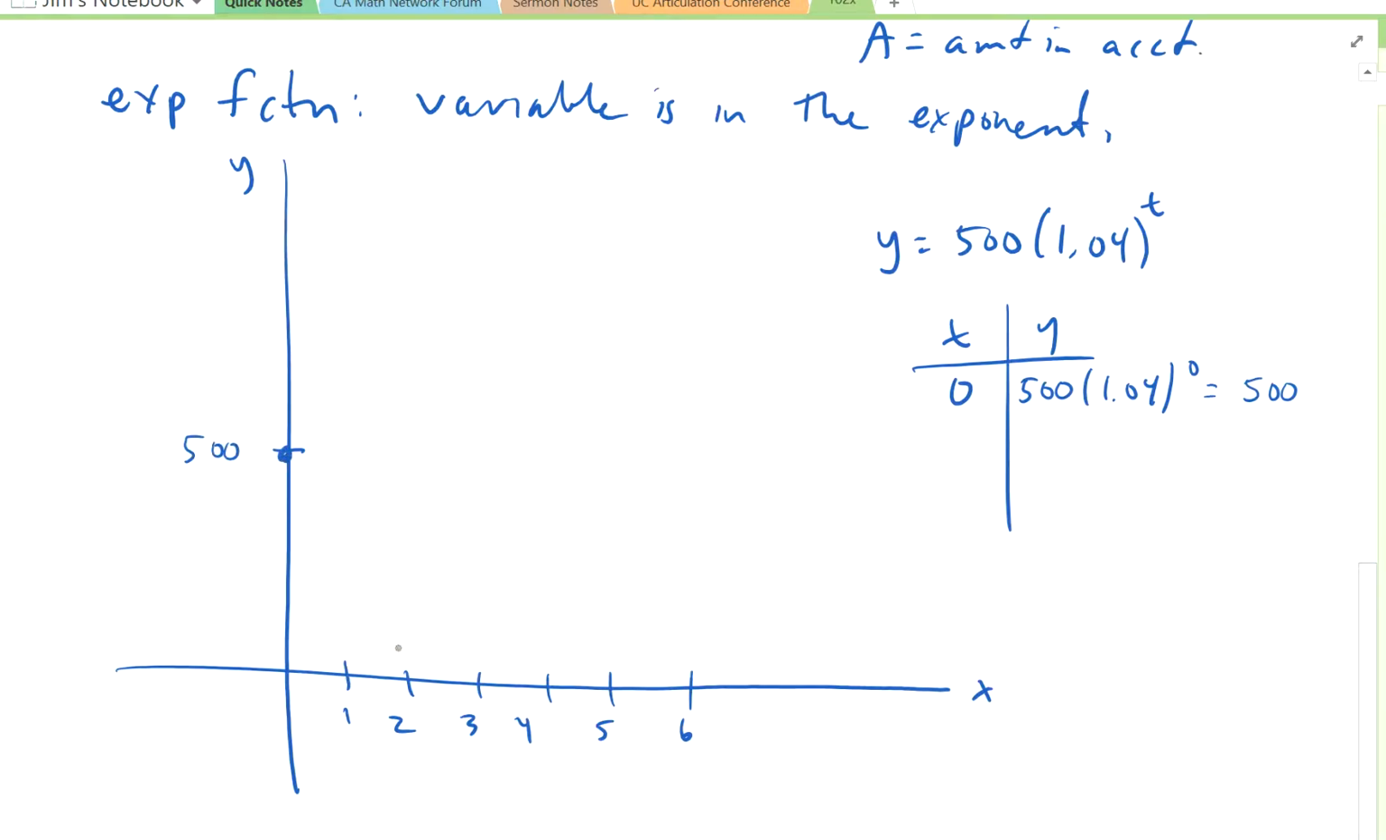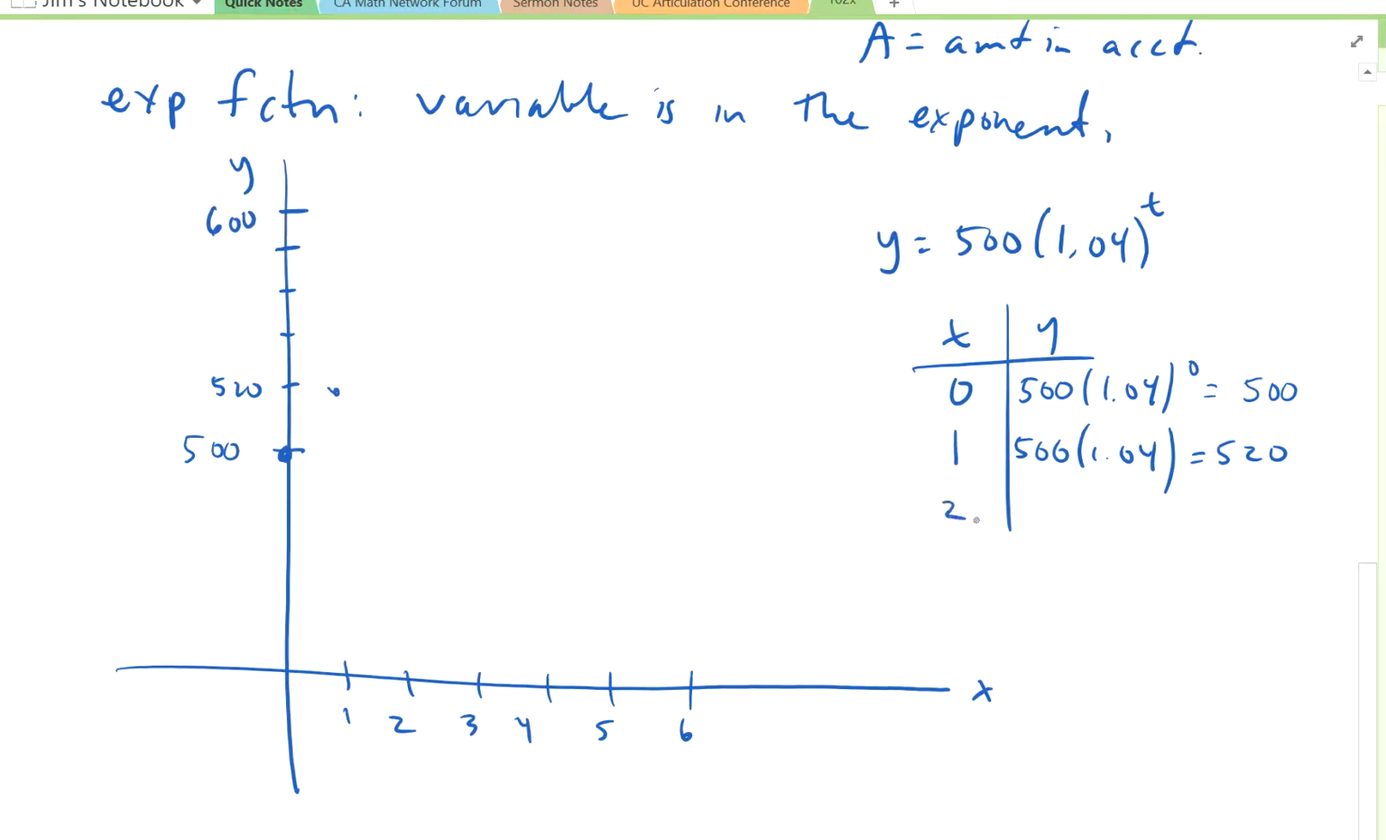After 1 year, it's 500 times 1.04. I got a calculator here on the side. So I do this, it's going to be 500 times 1.04. That'd be 520. So after 1 year, I'm going to go up here to 520. 20, 40, 60, 80, 600.